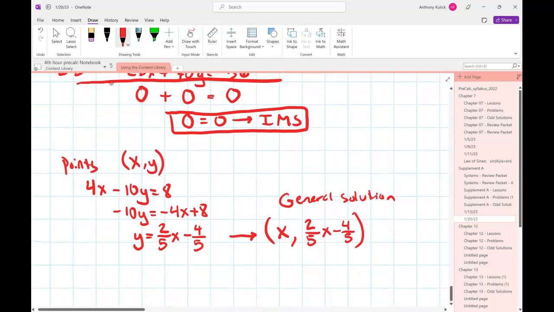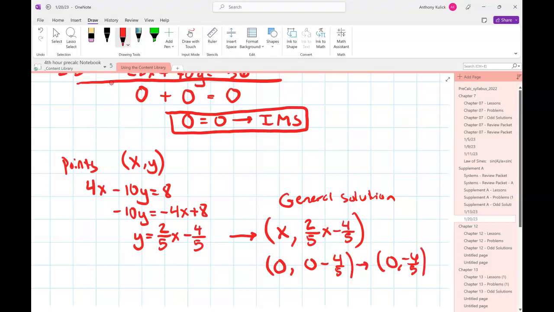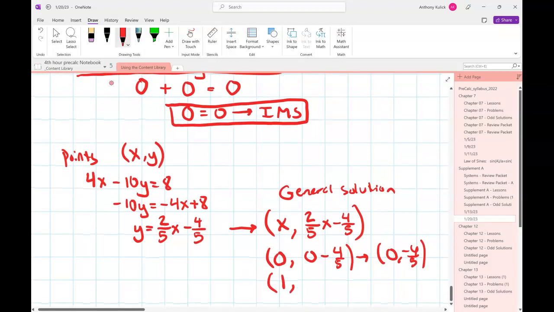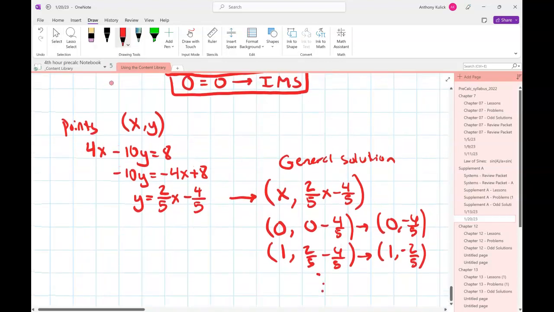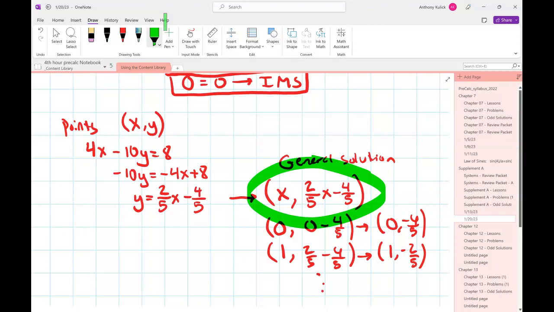So this would be my general solution. And what this is saying is, if I pick a value for x, like 0, I can plug it in to get a value for y, and that is an example of a solution. And if I wanted another solution, I could just pick a new value for x. And I could just keep on doing this as long as I wanted, getting more and more solutions. Is everybody okay with that notion? Is this the only way I can write the general solution?